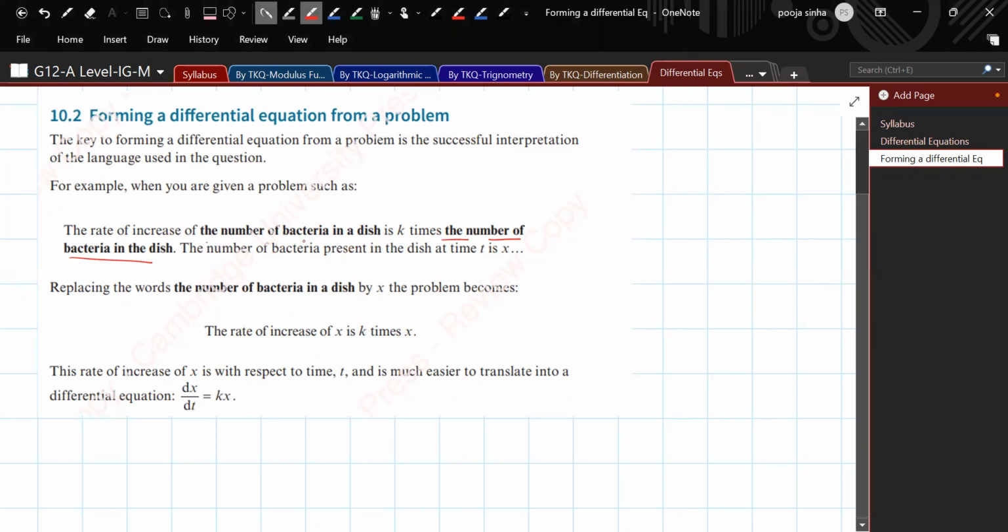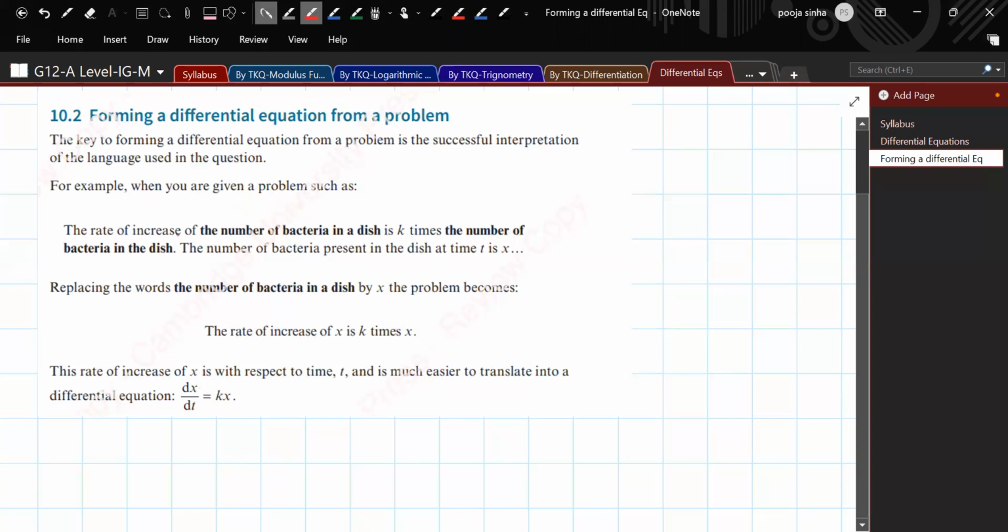So, rate of increase. What do I understand by rate of increase? I think that it is the rate of change. Whenever we say the rate of increase, then we know that it has to be d by dt of something, right? Rate of change, rate of increase, rate of decrease, whatever, that is always shown as d by dt.